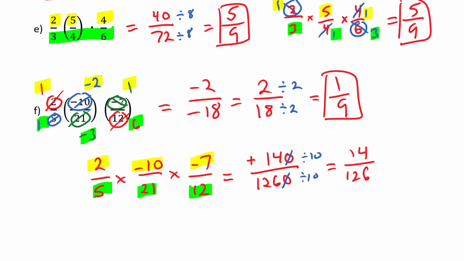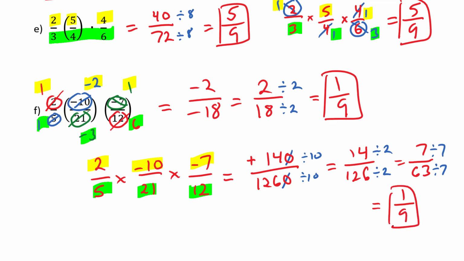Let's pull out a common factor here. I know 2 can come out. 7 over 63. We look at this now. Common factor from top and the bottom, in this case, is going to be 7. And here we get 1/9. Same answer, 2 different ways. Whatever way you choose is absolutely correct. Just make sure you show me your work.